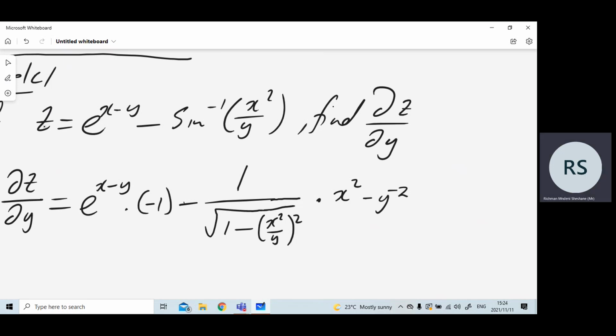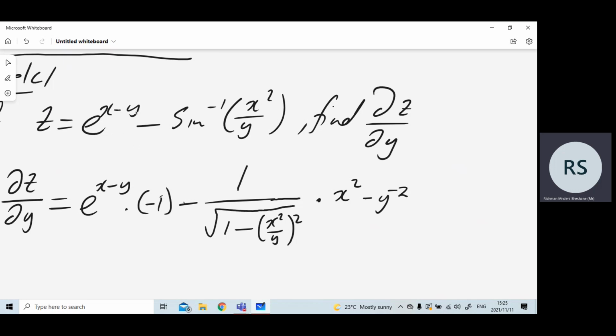You're given a function of x and y, which is e to the x minus y, minus sine inverse of x squared over y. You want to find the partial derivative of z with respect to y. So what you do here, we derive this function with respect to y. We started with the first term. We have e to the function. The derivative of e to the function is e to the function times the derivative of the inner function with respect to y, because it's a partial derivative with respect to y and treats x as a constant.